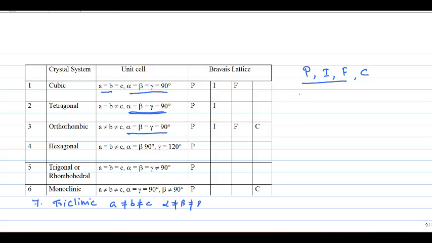P means primitive, and we have already defined this before. This is a cell where the lattice points are only at the corners.